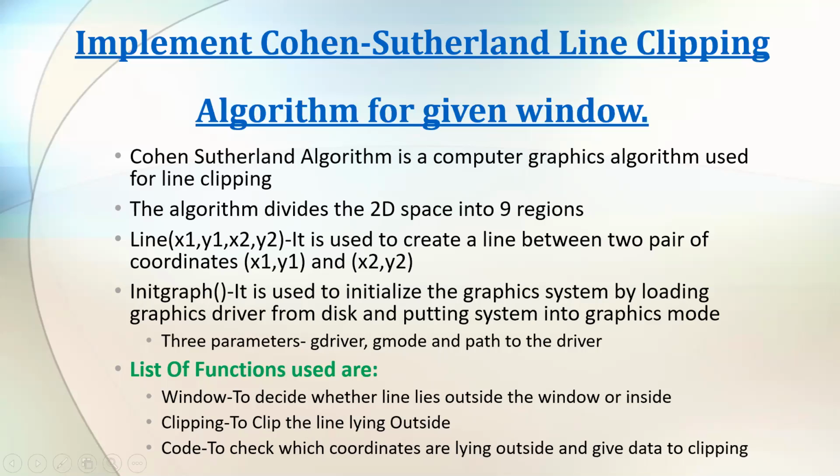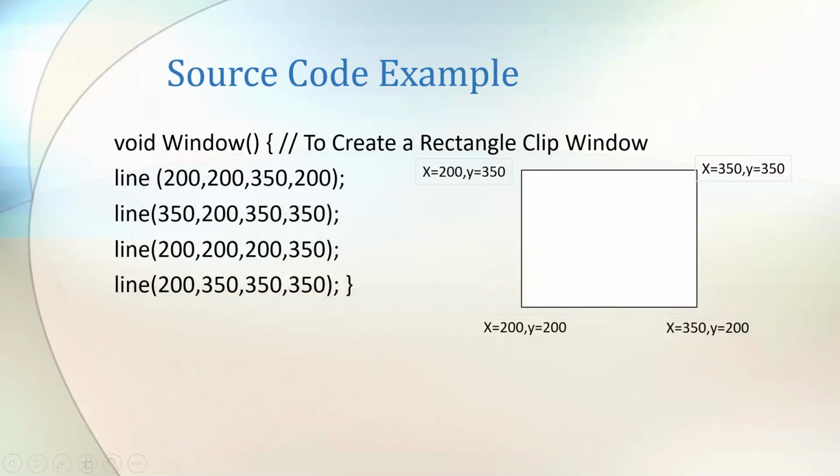you have a code function to assign the 4-bit code to the given line. Okay, so this is how it works.